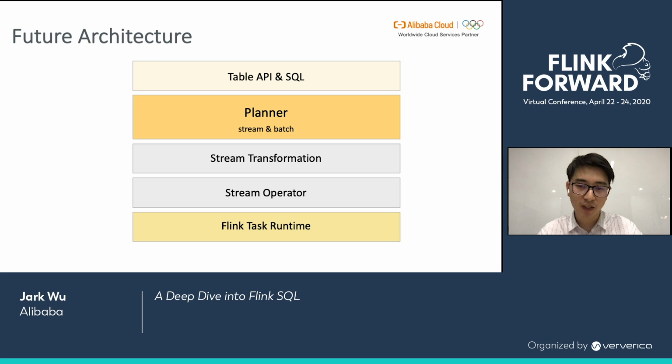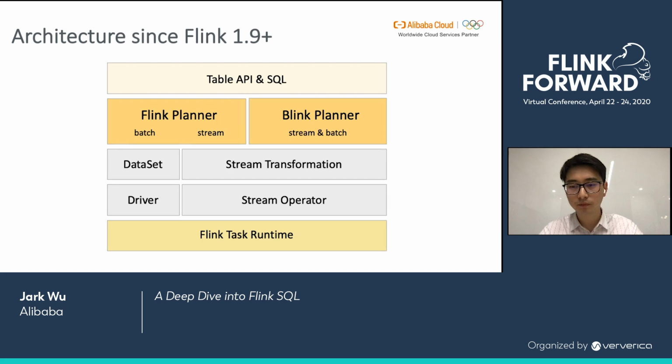We have a unified API, we have a unified planner which can do both batch and streaming, and we will translate the query into a unified DAG, which consists of streaming transformations and operators. But we still need to do it step by step without breaking any compatibility. We still need to support the old planner because we would like to give users a smooth upgrading experience. So actually, the community came up with a very nice solution.